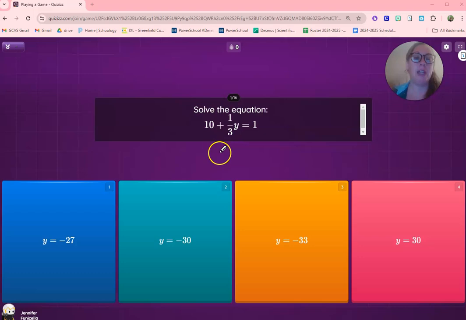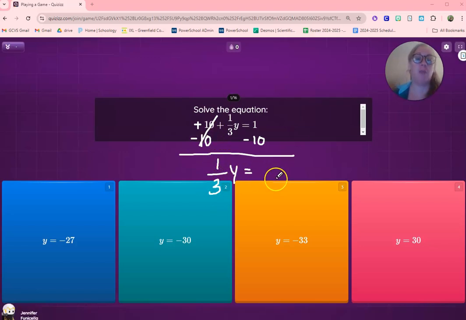We have 10 plus 1/3 times y is equal to 1. So the first thing we're going to want to do here is subtract 10 from both sides. Since this is a positive 10, we subtract it, doing that opposite operation. And we have 1/3 times y equals 1 minus 10 is a -9. So I'm just going to write this up here on the left.